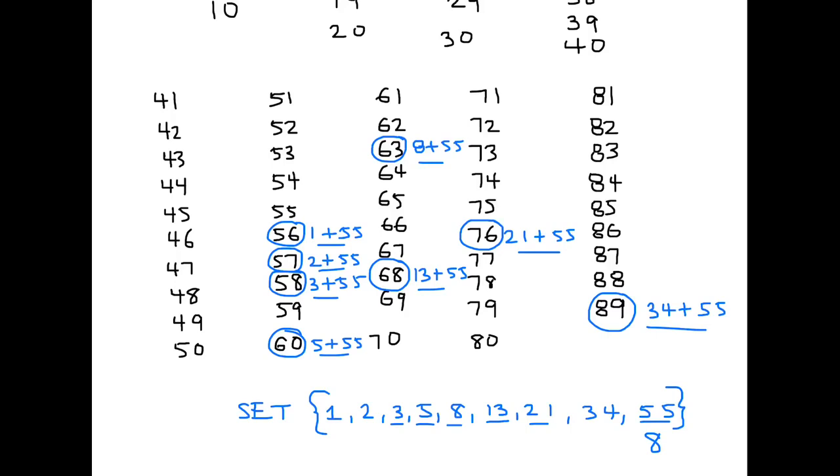Now let's go to 34 and see what happens. Well, the biggest one, of course, is 34 plus 55. We already got that, so that doesn't count. We can't count it again. But what about 34 plus 21? 34 plus 21 is definitely something that we can use, and that is 55.